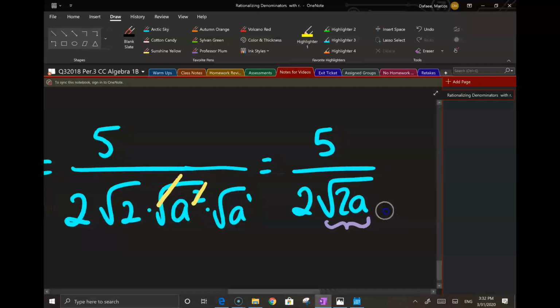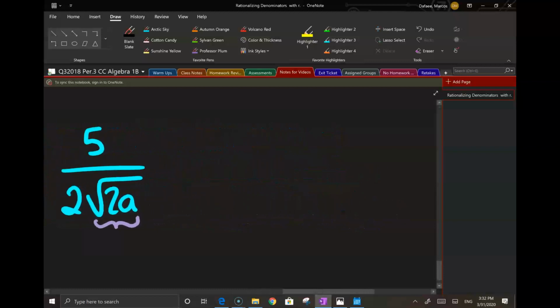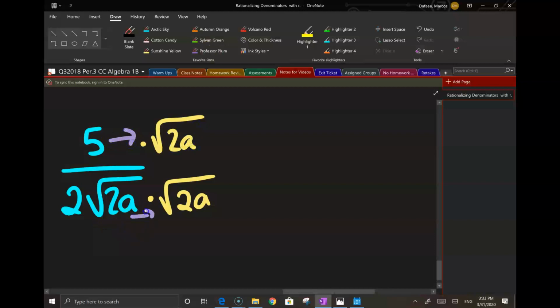So once again, before I decide that I'm done, I have to think, well, do I have a radical in the denominator? And the answer is, well, yes, I do. And that means my work is not yet finished, but it's almost there. So what I do now is what I did before. Now that I've simplified everything I could possibly simplify, now my focus is just get rid of the radical. So here we go. We're going to multiply to a radical 2a, and we'll repeat that up here, radical 2a. And then you multiply sideways, so this way, and this way. And what you get is, in the numerator, 5 radical 2a.